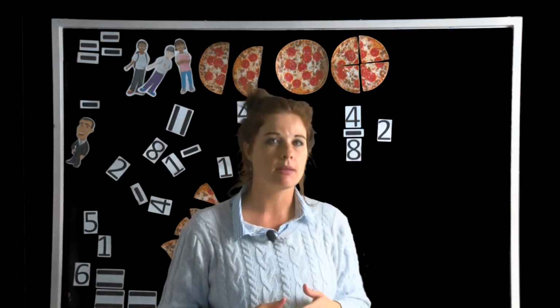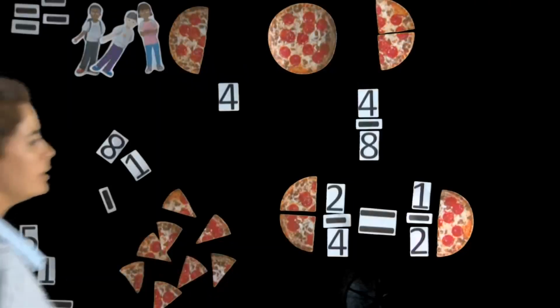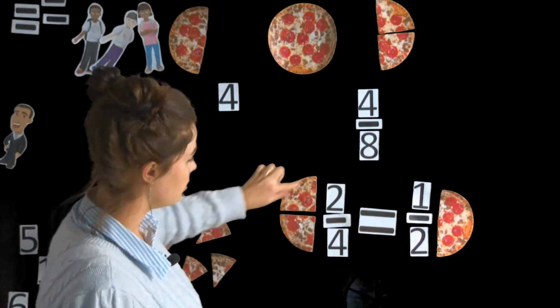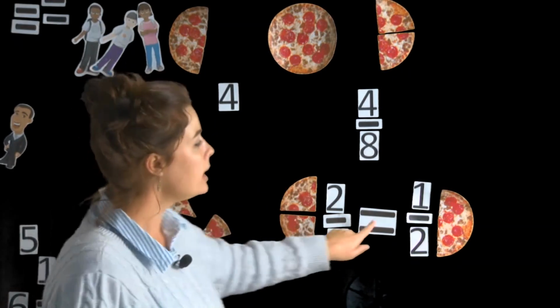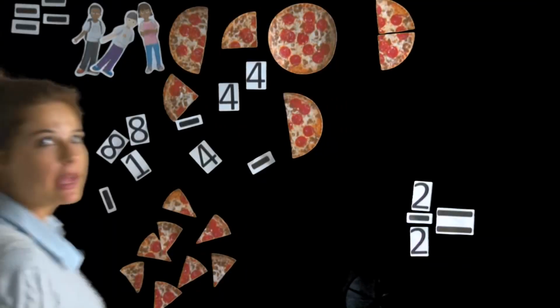Next, find a number that can divide into 2 and 4. What will this number be? Again, the number will be 2. So clearly we can see here that 2 quarters, which is indicated here, equals 1/2. In mathematics, 2 divided by 2 is 1.